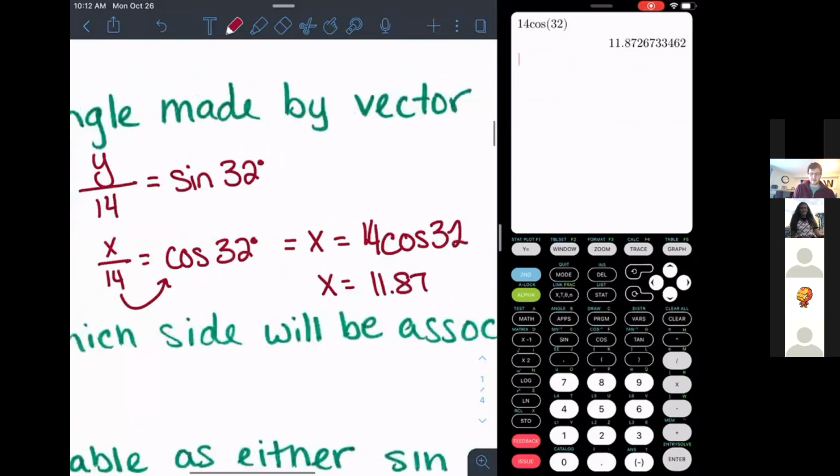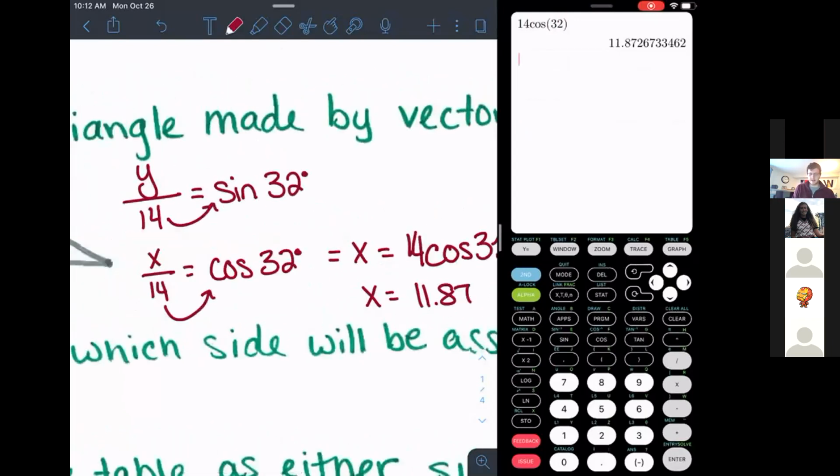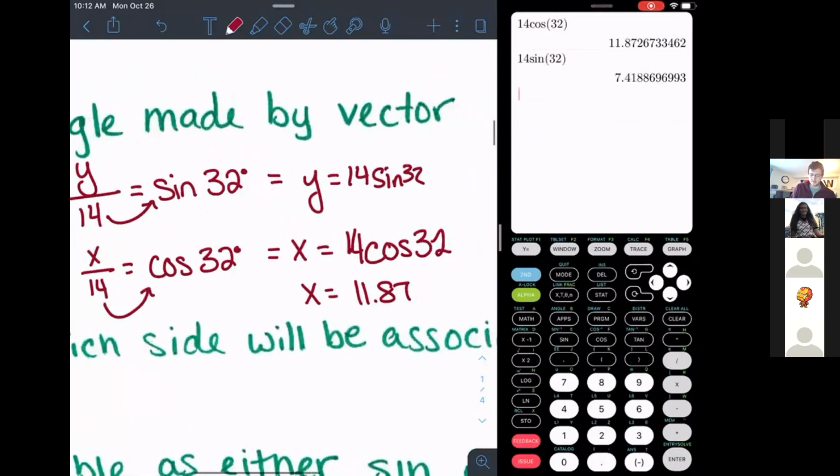And if we solve this one, we're going to multiply that 14 to the other side. We have y equals 14 sine of 32. And if we do 14 sine of 32, we get 7.42.